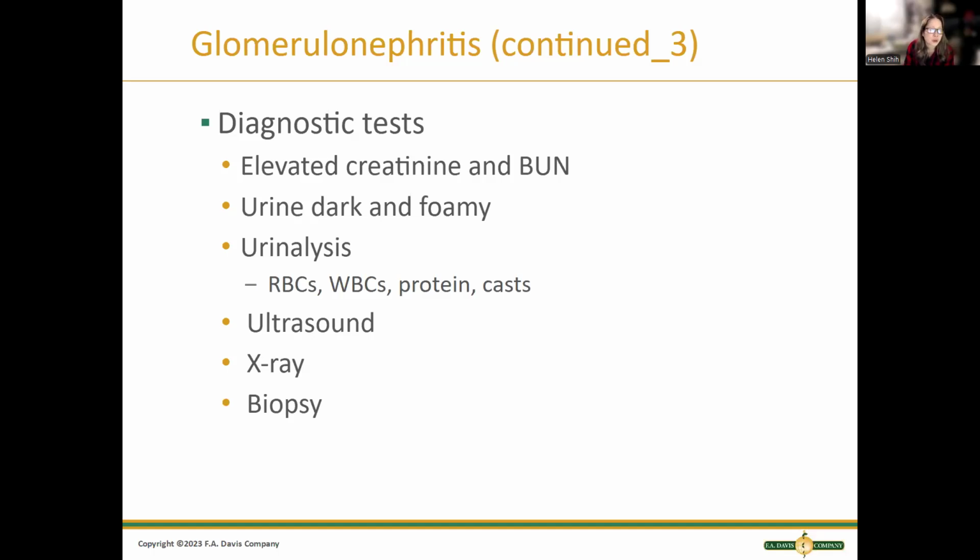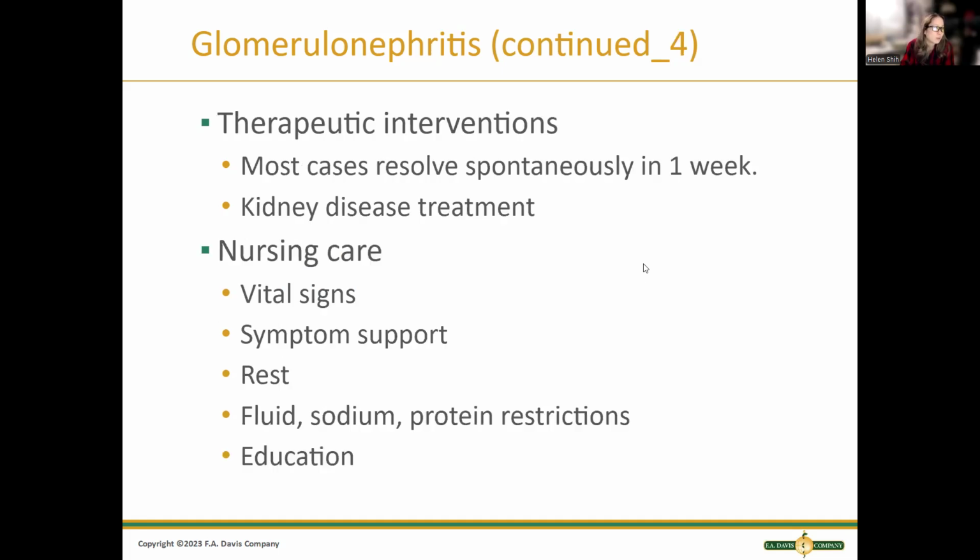Just so you know, the cast in the urinalysis that you're going to see in glomerulonephritis is made of a shell of protein. It's called a cast because it doesn't actually contain a solid unit of protein. It's the shell of a protein that is made up of protein as well. So that's what the cast in urinalysis means here. Glomerulonephritis will show up on the exam, so make sure you know it really well.